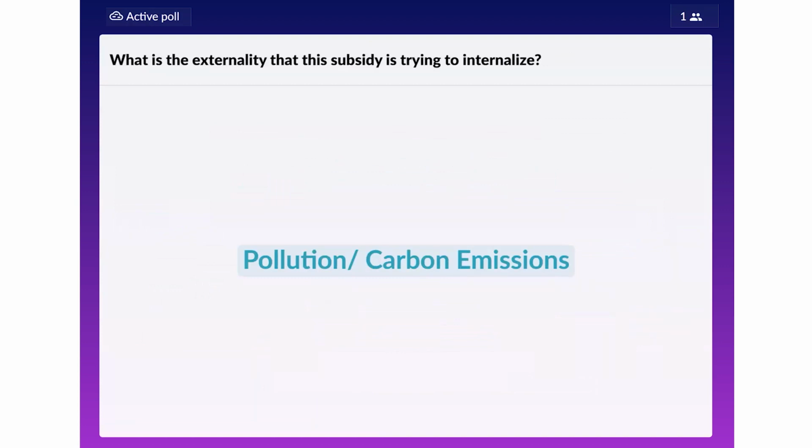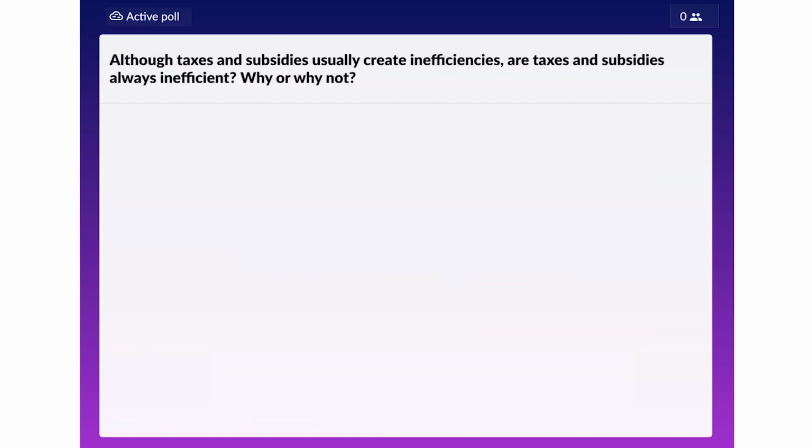No, not pollution or carbon emissions, but this should be something that's good. So during the break, please answer the last question. Although taxes and subsidies usually create inefficiencies, are taxes and subsidies always inefficient? Why or why not?